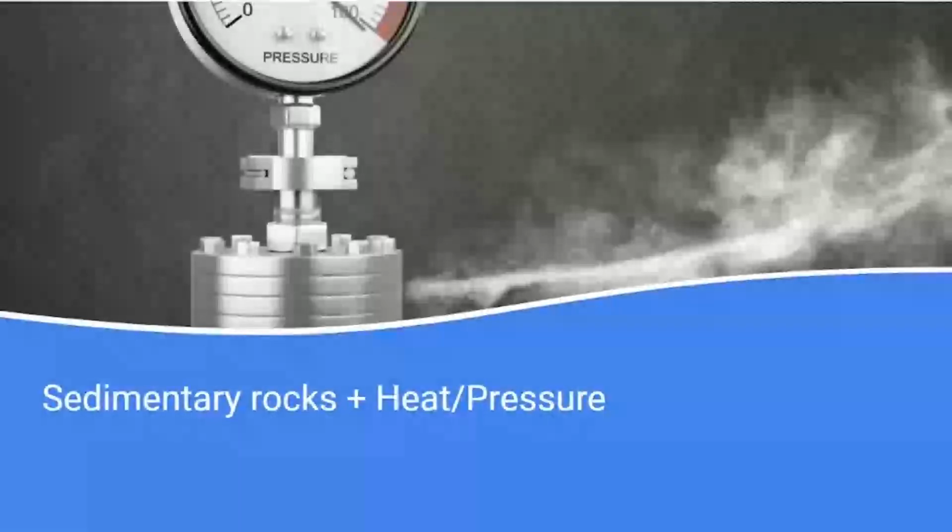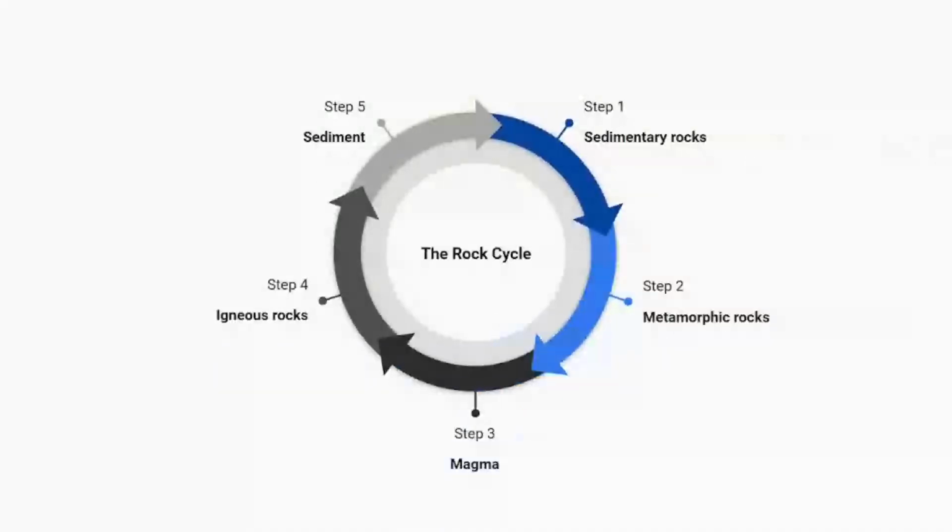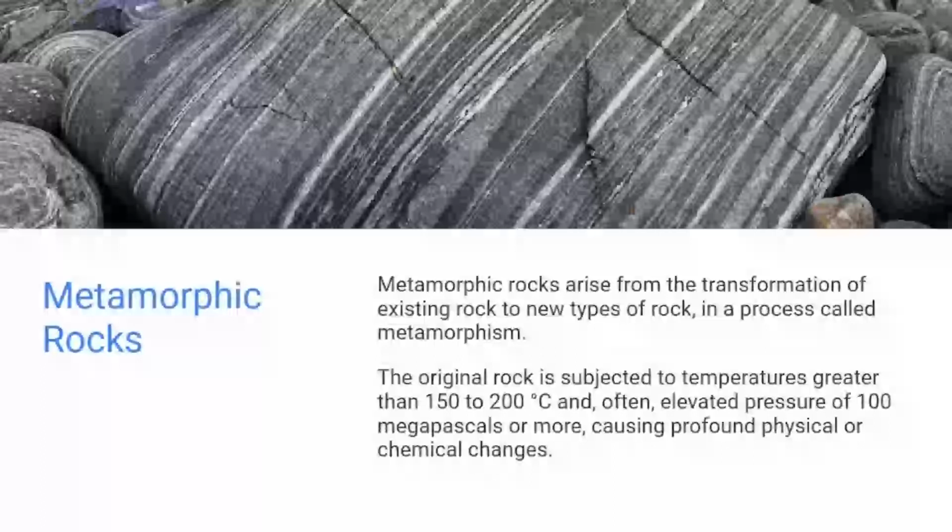So, do you know what happens when heat and pressure act on sedimentary rocks? So, due to the heat and pressure from nature, these sedimentary rocks change. So, the second type of rock that is formed, as shown in the rock cycle, is the metamorphic. Children, what are metamorphic rocks and how are they formed?